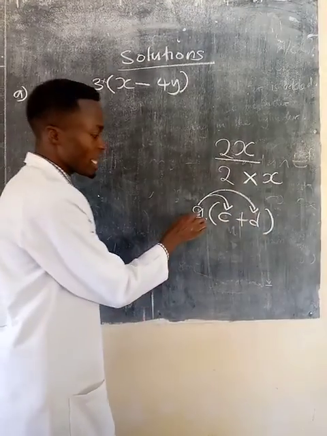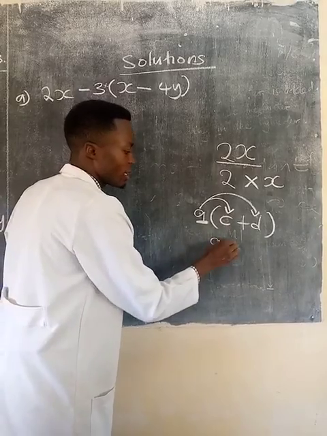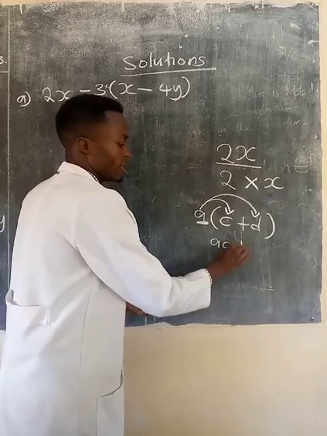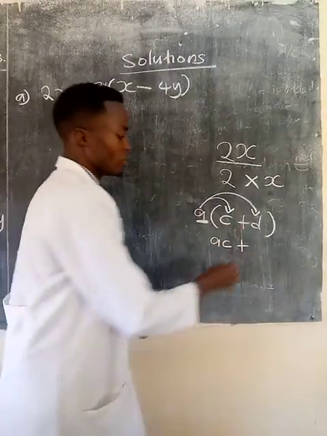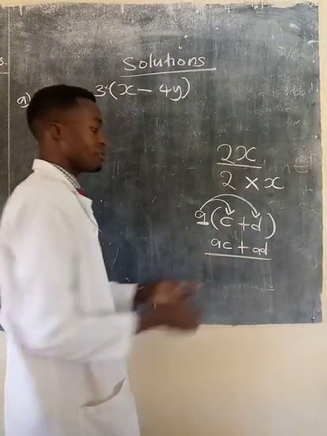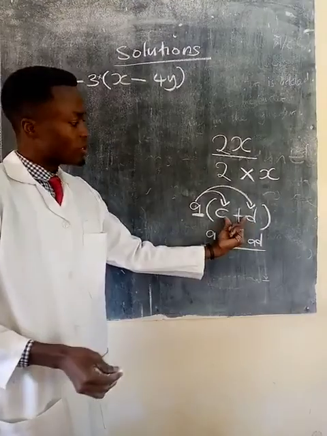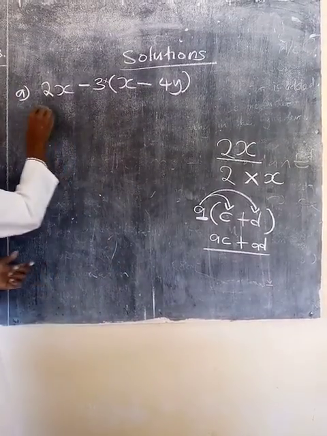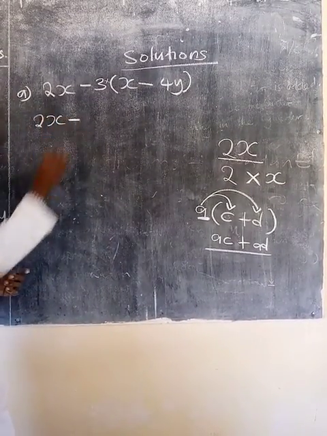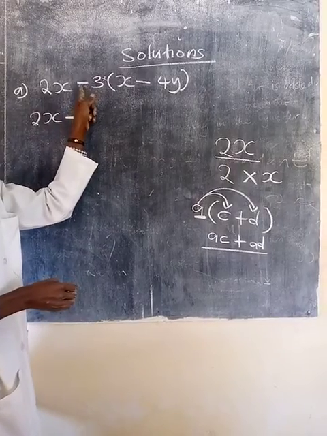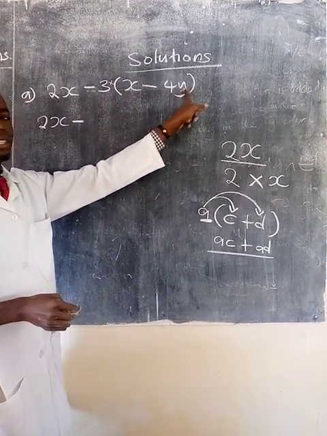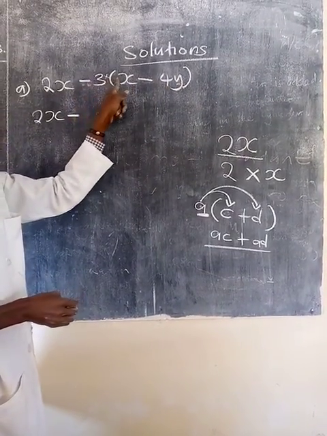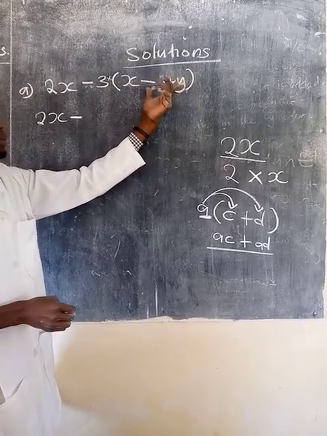So a times c is ac. Then a times d, the operation there is a plus, so a times d will give me ad. So I've opened up the brackets. This is the concept you're going to be using when opening the brackets. So we'll start. This is 2x minus. Now there is a negative there, meaning this sign is going to affect all the signs inside the brackets. That's why you need to be very careful. This sign affects everything in the brackets there.